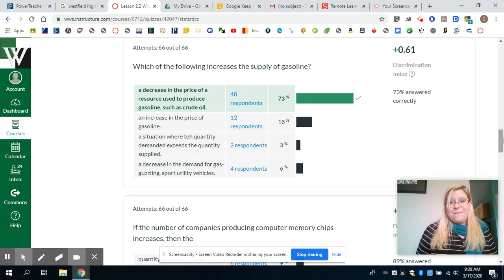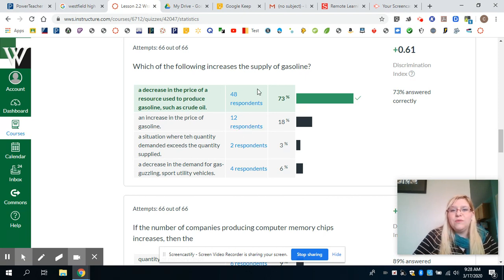Increases the supply. That means it has to be a supply shifter. Notice, 18% of you put this, an increase in the price of gasoline. Okay, that would be the right answer if there was the word here. What word is missing? Increases the quantity supplied. If the word quantity was there and it said increase the quantity supplied of gasoline, then you guys, these 12 people, you would be right. But you're wrong because the word quantity is not there.